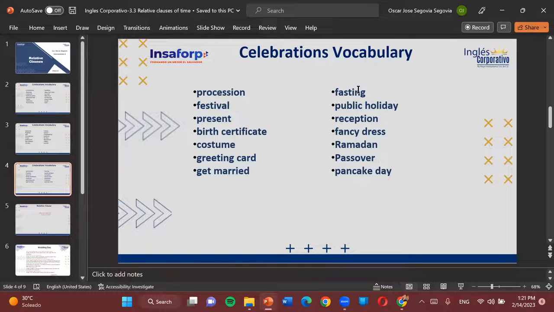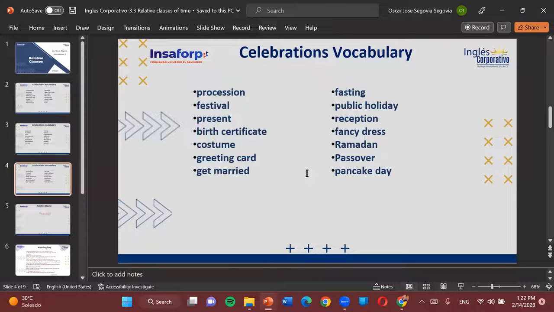¿Qué hacemos o qué conmemoramos también cuando hacemos ayunos? ¿Qué podemos hacer en los public holidays? O sea, cuando hay, ¿verdad?, días libres. What else? En Ramadán, ¿sí? ¿Qué se puede hacer en Ramadán? Estas no son quizás celebraciones propias, así que por eso no necesariamente voy a esperar, ¿verdad?, que utilicemos esas. Ramadán, Passover y Pancake Day son unas que no son tan comunes, pero principalmente, ¿vale?